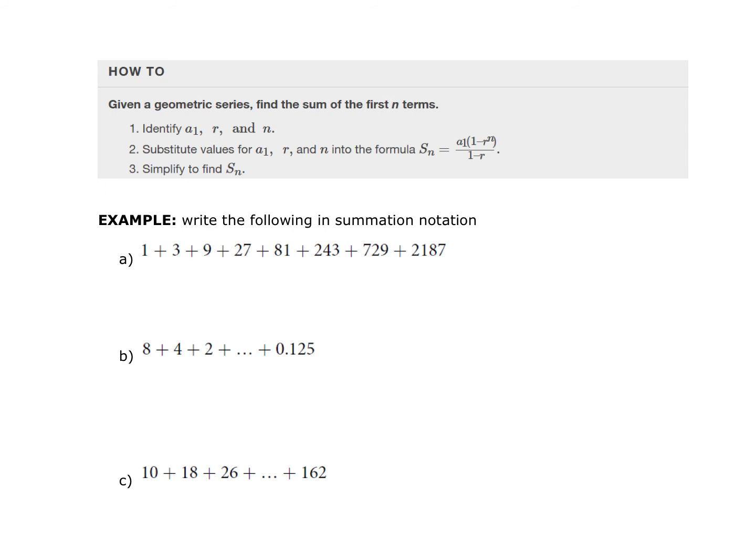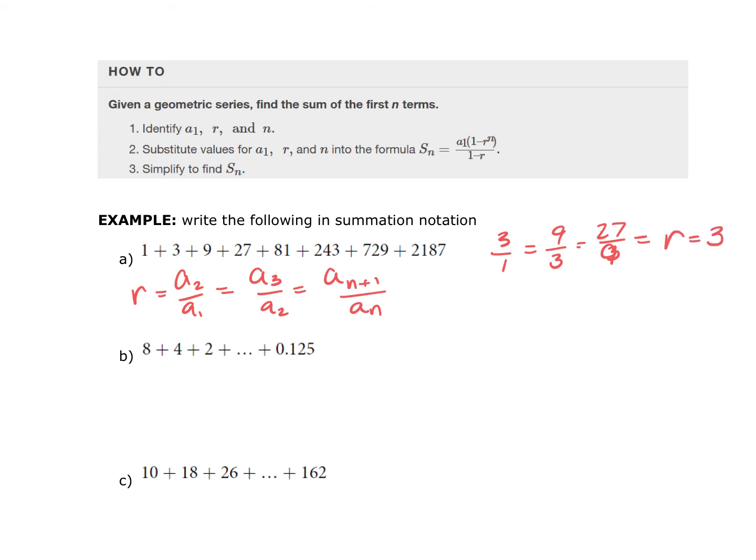So then I'm looking for the ratio. Now remember, our ratio is defined as my second term divided by my first term, or my third term divided by my second term, a sub n plus 1 over a sub n. So now I'm going to look to see if I have a common ratio. Now I have 3 over 1. Does that equal the same thing as 9 over 3, which equals the same thing as 27 over 9? And so we know this is holding true, and so my ratio happens to be 3. So we know that this is a geometric series.